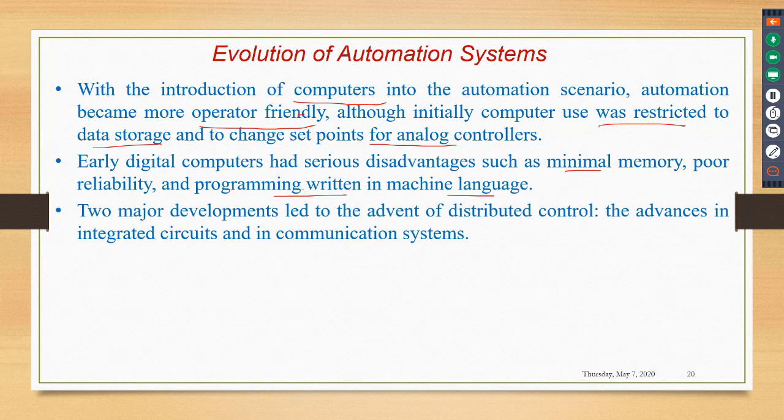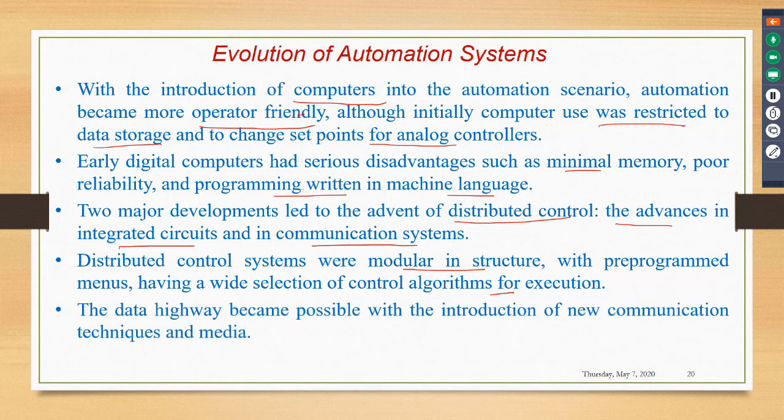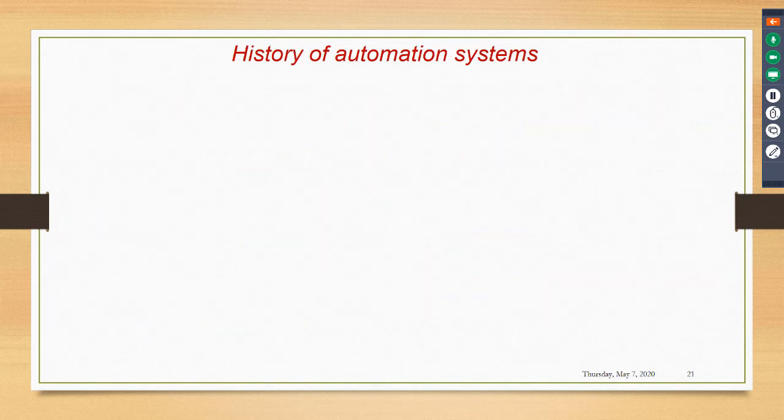Then two major developments led to the advent of distributed control. And what are they? The advances in integrated circuits and in communication systems. These two in fact led to the advent of the distributed control system. The distributed control systems were modular in structure with pre-programmed menus having a wide selection of control algorithms for execution. The data highway became possible with the introduction of new communication techniques and media.